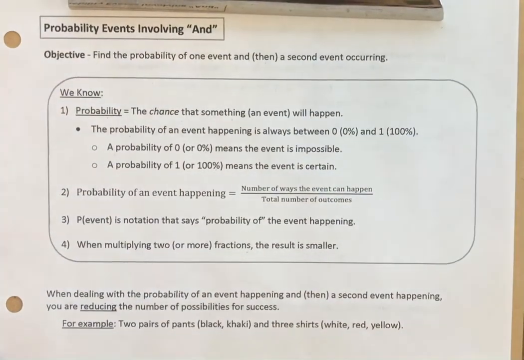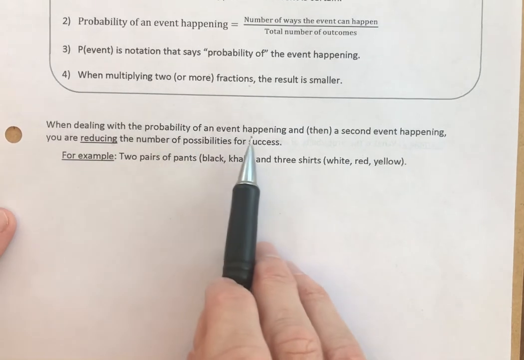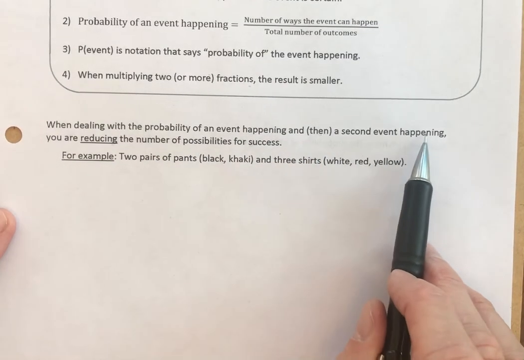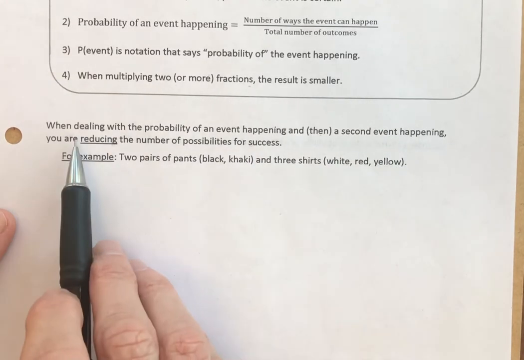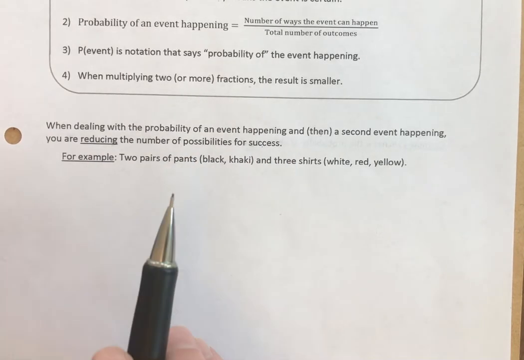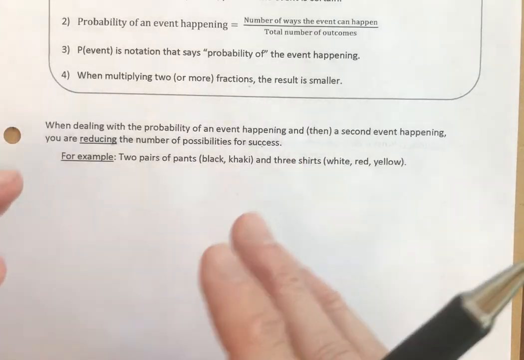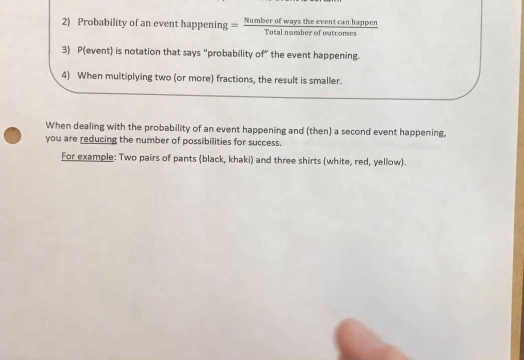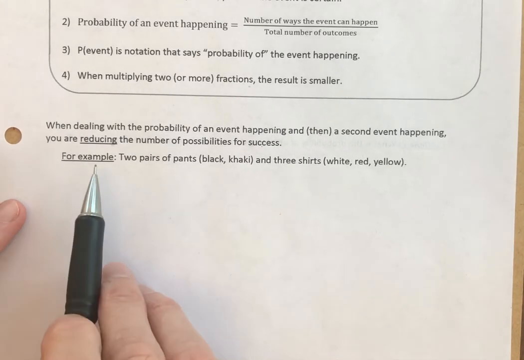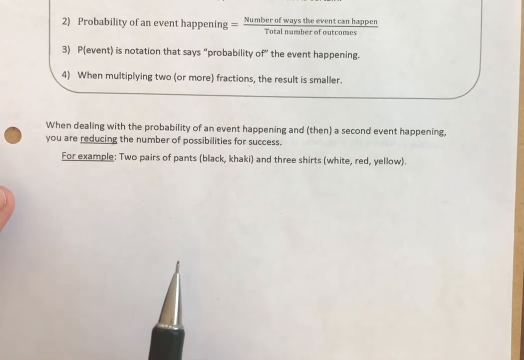All right. So I had that stated right here. When dealing with the probability of an event happening and then a second event happening, again randomly, you're reducing the possibilities of success. You want to have two things happen. Okay, well, that requires that they both have to happen individually, and as they both have to happen, the chances of them both happening are smaller than if they happen by themselves. Okay, let's take a look at an example here with pants and shirts, and then we'll do some examples and you'll see what I'm talking about.